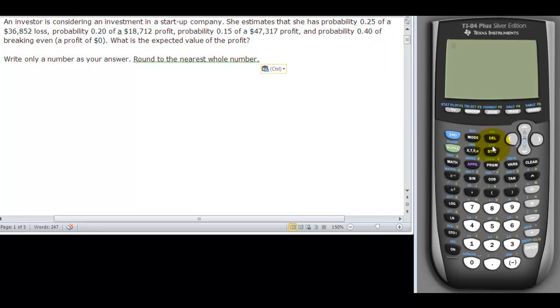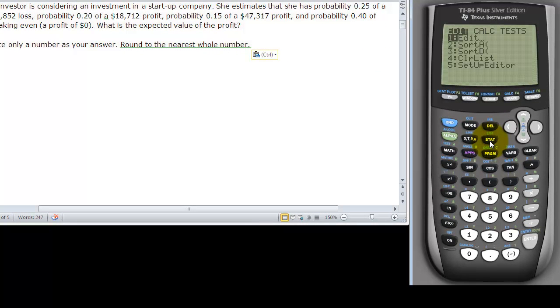So what you would do is go into Stat again, and then Edit. And then we're going to need two lists. The first list over here, they want the expected value of the profit, so we're going to list the profits that are possible in here. So the first one is a loss of $36,852. So that would be negative $36,852. Click Enter.